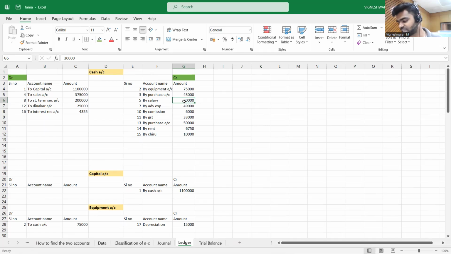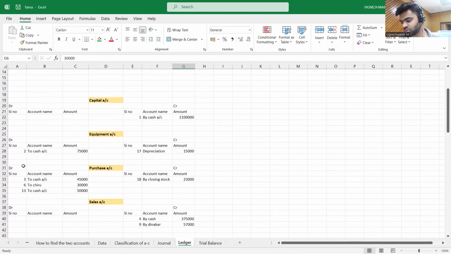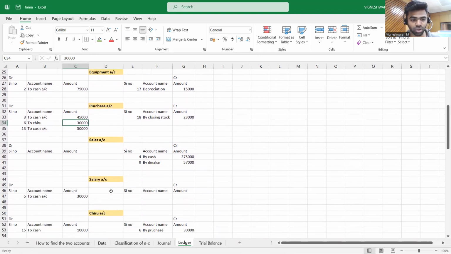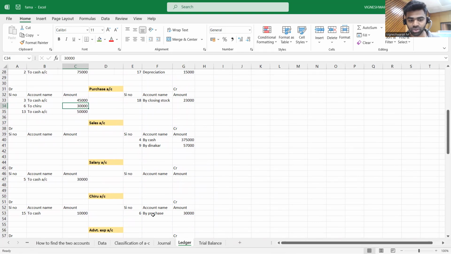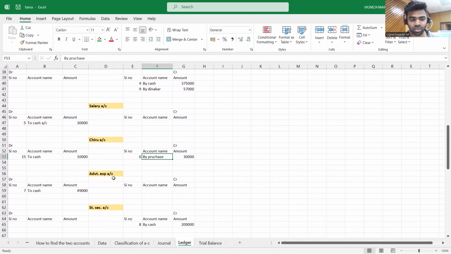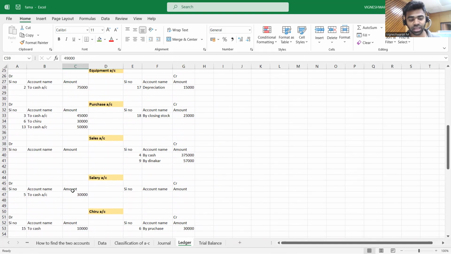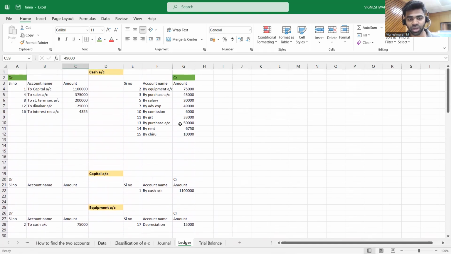Then sixth one, purchase account, debtor, Chiru account. So in purchase account I am putting 30,000 in the debit side, and in Chiru account table, I am putting 30,000 in the credit side. Okay, then advertisement expense, debtor, cash. So in advertisement expense in table, I am putting 49,000 in the debit side. Then in cash account table, I am putting 49,000 in the credit side.